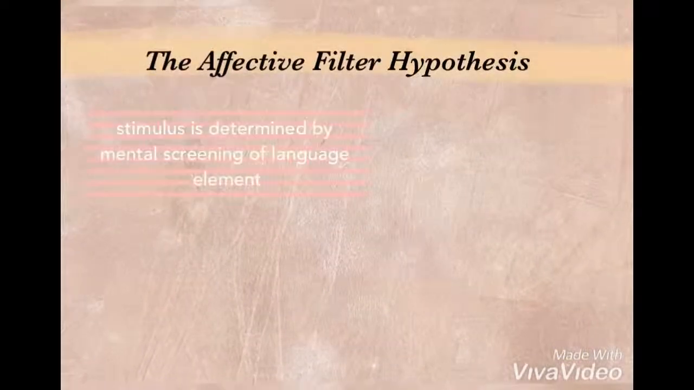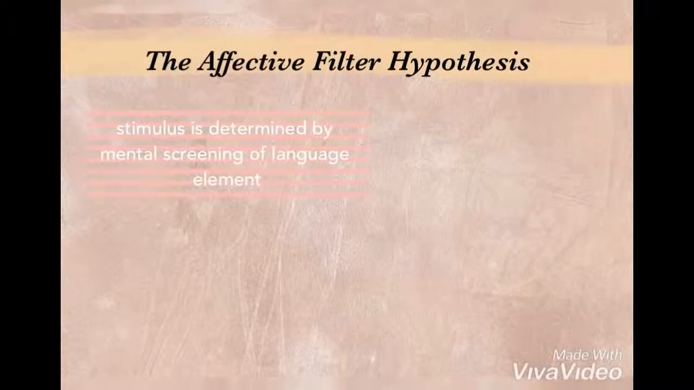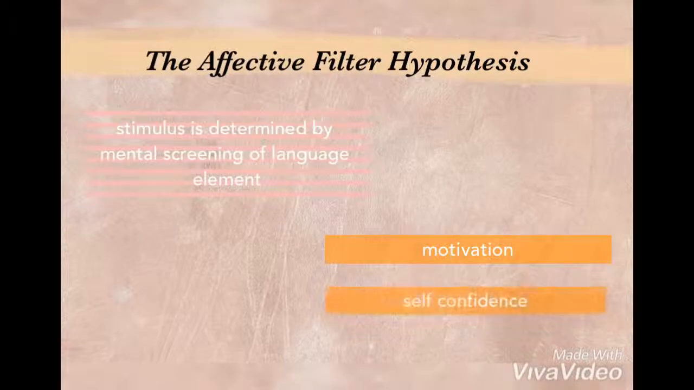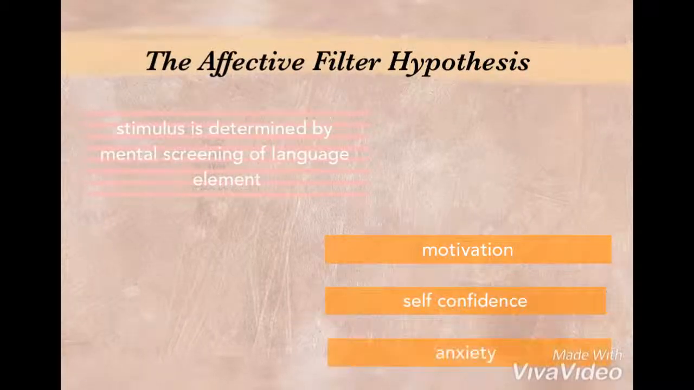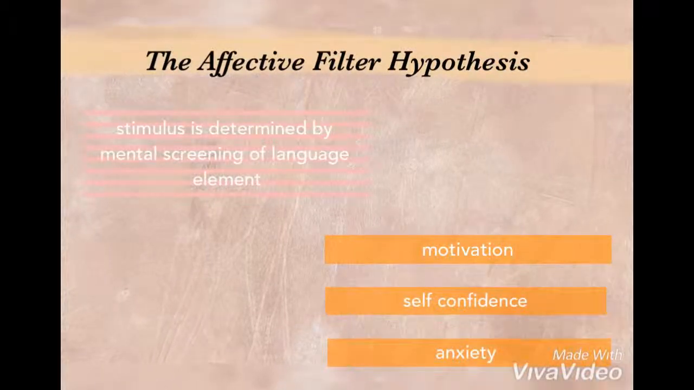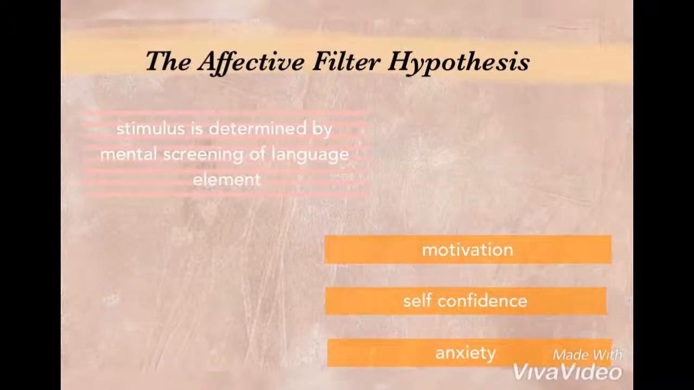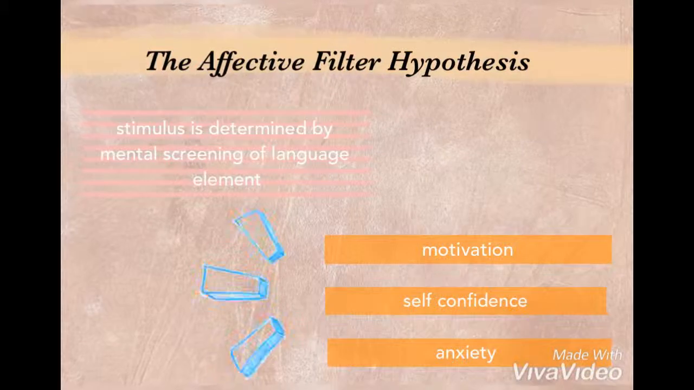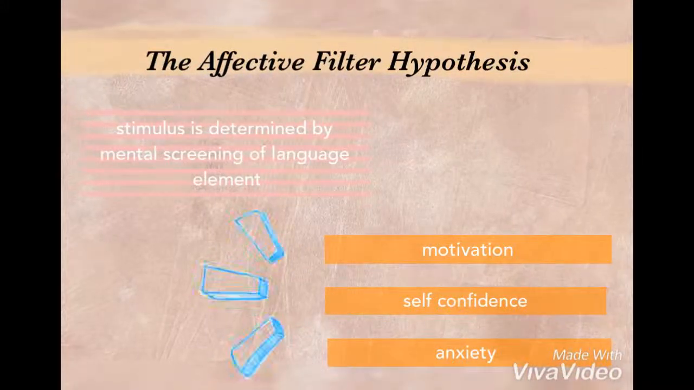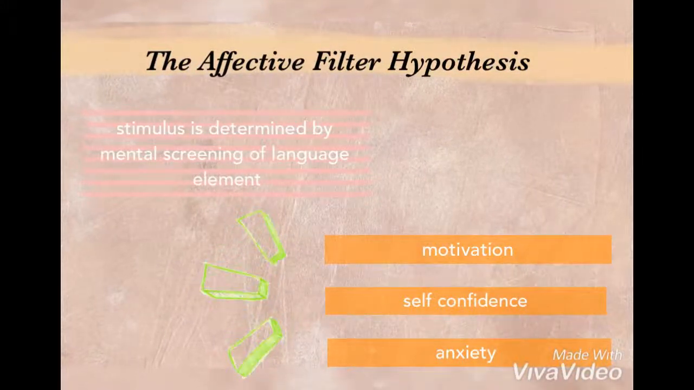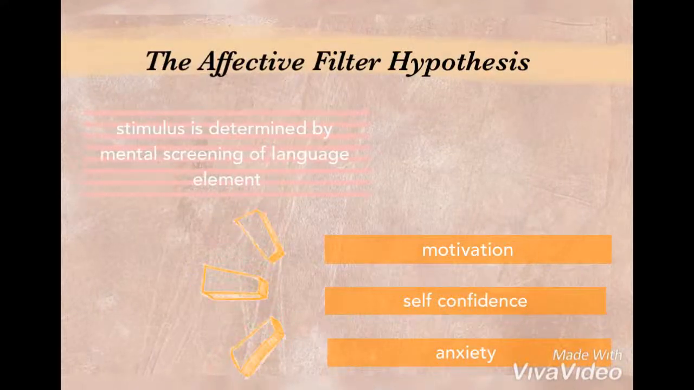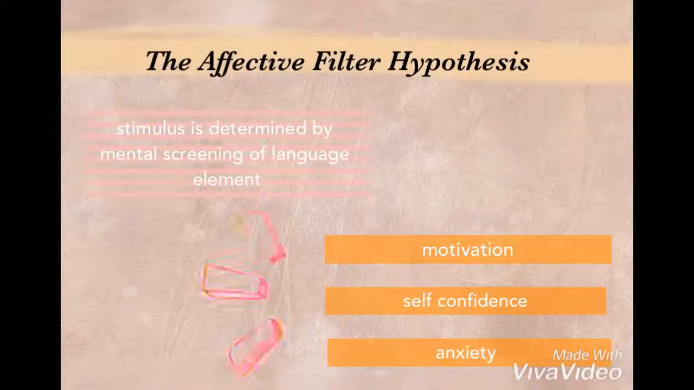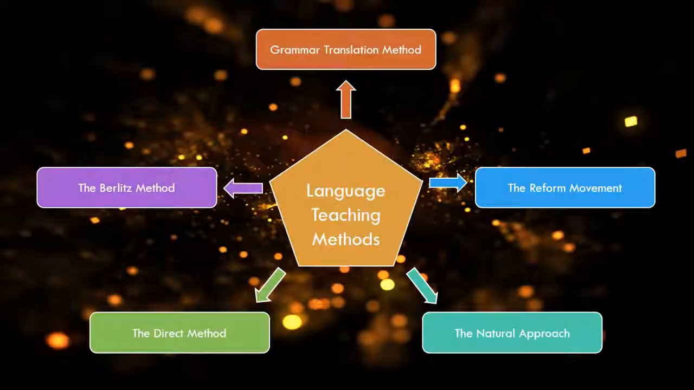Broadly tuned, relaxed, and low anxiety. The last is the affective filter hypothesis. This hypothesis states that how open or receptive a learner is to language input or stimulus is determined by mental screening of language elements. There are three types of emotional factors that may affect acquisition. These are motivation, self-confidence, and anxiety. Acquirers with high affective filters are less likely to develop competence.